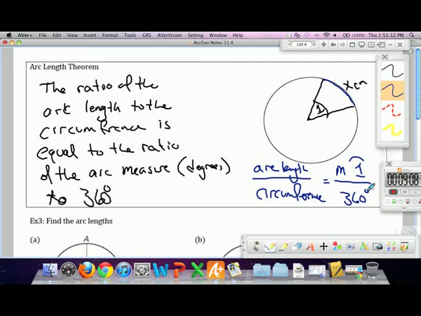Okay? This ratio in degrees of this arc to the entire circle, or 360, is the same as the ratio of this chunk walking around the outside as to walking around the whole circle once, is what this proportion is saying. So if we can find those things, then we're in business. If we know something about two of those, then we can find the third.